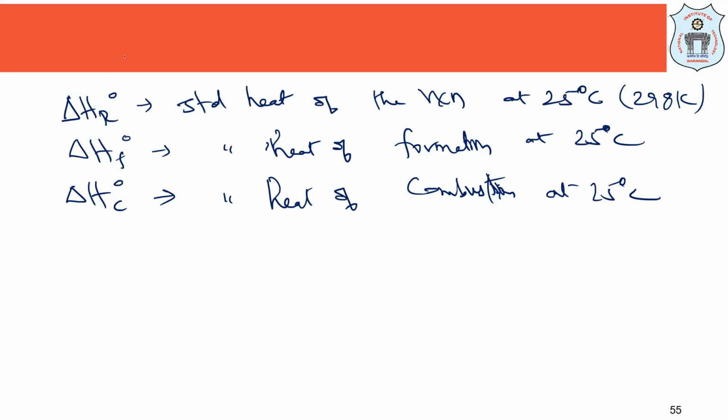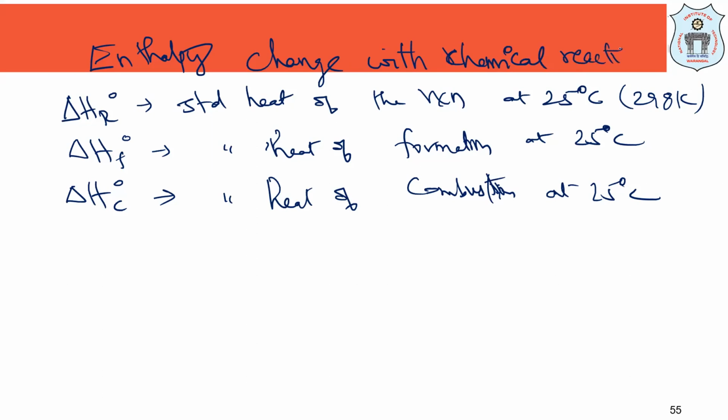Okay, so the enthalpy change with chemical reactions can be written by delta HR naught, delta HF naught, or delta HC naught based on whether it is a reaction, whether it is specifically a combustion reaction, or it is formation of a compound.